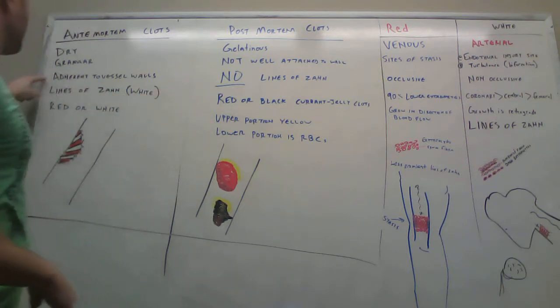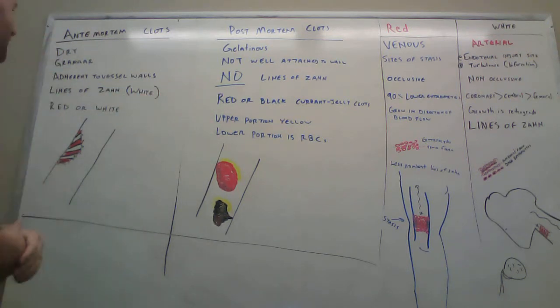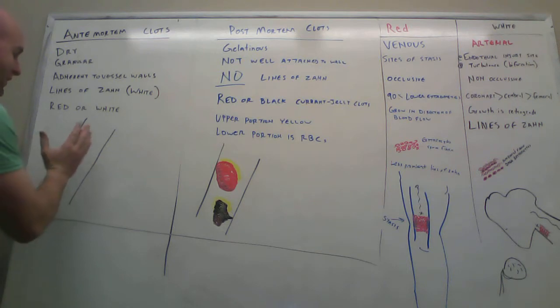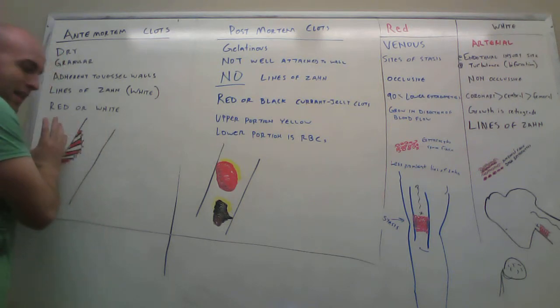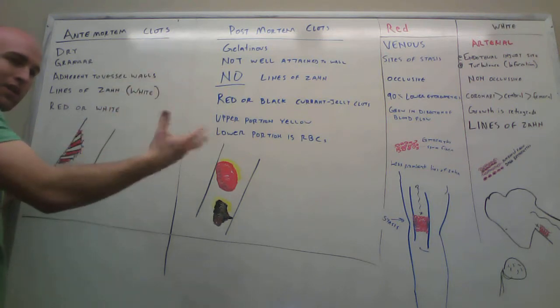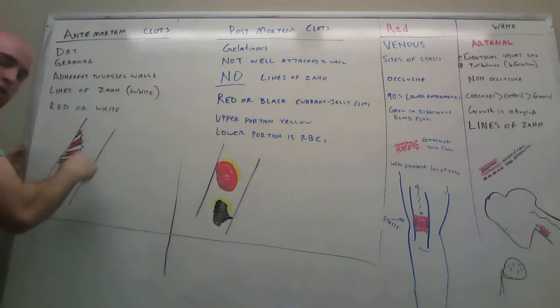And the next one here is that the ante-mortem clots are adherent to the vessel walls. See this? This clot is adherent to the vessel wall. I drew a vessel here and it's stuck to the side. That makes sense to me because if it's stuck really hard to the side, then it's not going to be loose and clog things up. It's stuck to the side, so the person was still able to be alive because blood can flow past it.